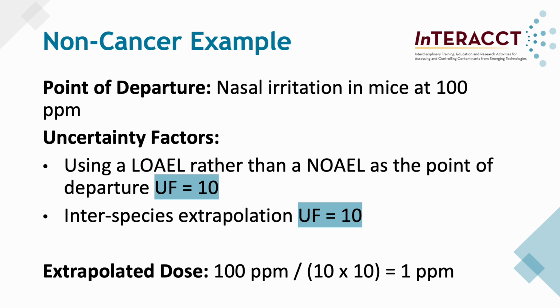This gives us a total uncertainty factor of 100. That's 10 times 10. And if we apply this to the point of departure dose, 100 parts per million, we would get an extrapolated dose of 1 ppm. That is, 100 parts per million divided by 100 is 1 part per million.